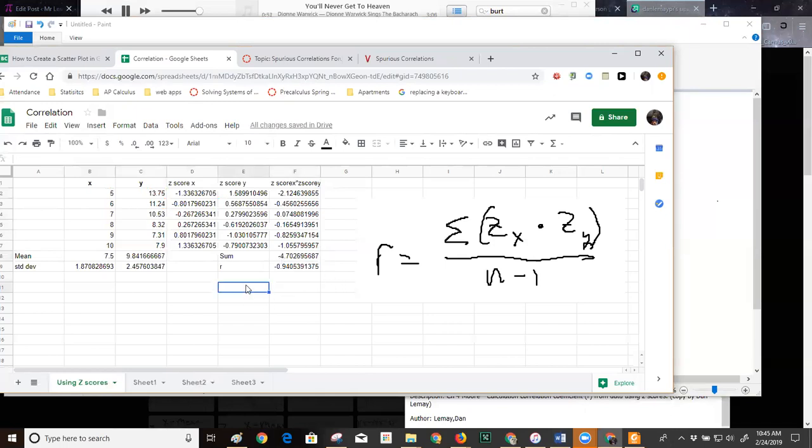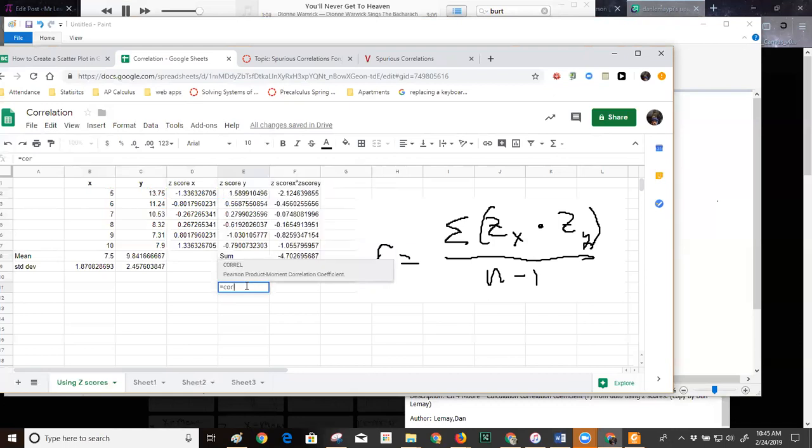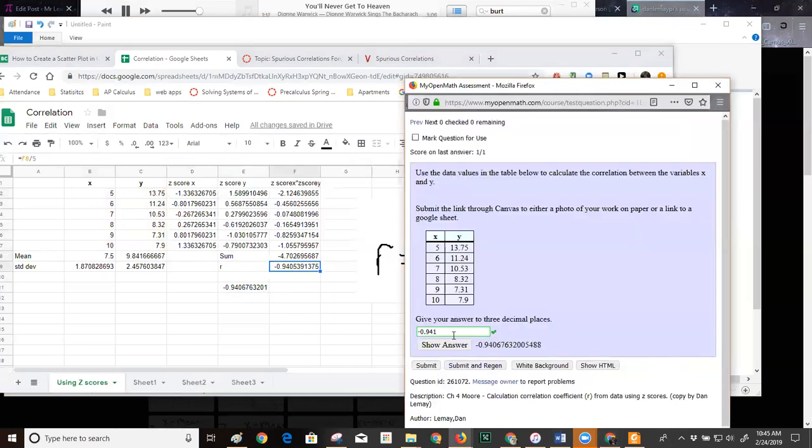If I want to check it against the built-in formula, I do equals, start typing the word correlation, and it pops up. Then do the y's first, comma, the x's, and notice that it's the exact same value. And that's what I got when I did it earlier. So that's how you use the spreadsheet to calculate the correlation. We should do a graph to make sure, but this isn't asking us for that, so we won't show that here. So I hope that helps.